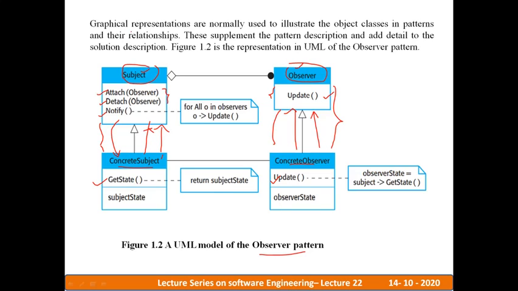Fine. So this indicates a graphical representation normally used to illustrate object classes in patterns. This is a diagram depicting the observer pattern with the help of object classes and their relationships. These supplement the pattern description and add detail to the solution description.